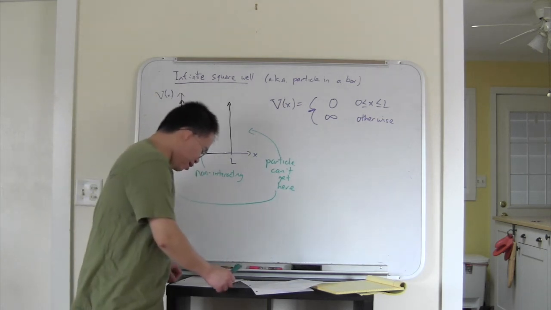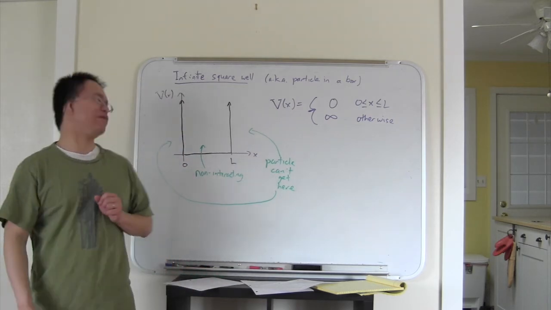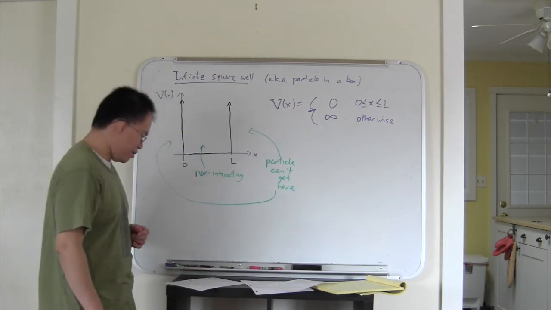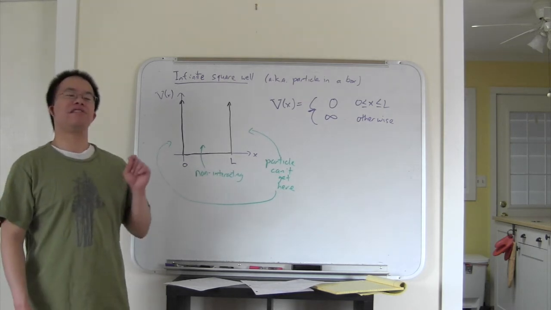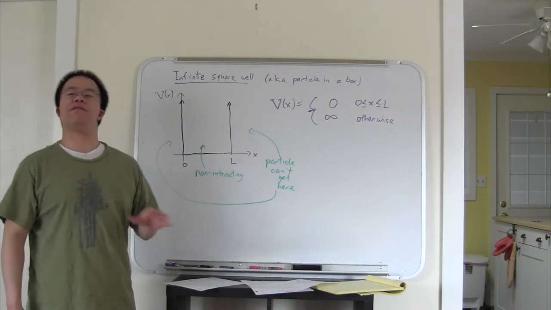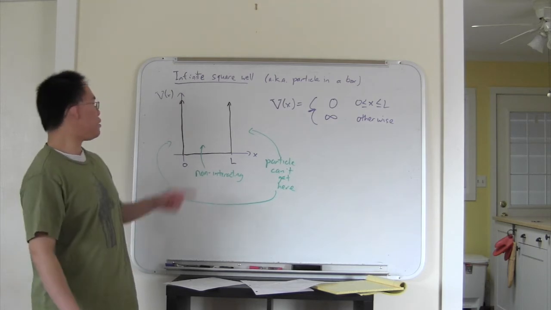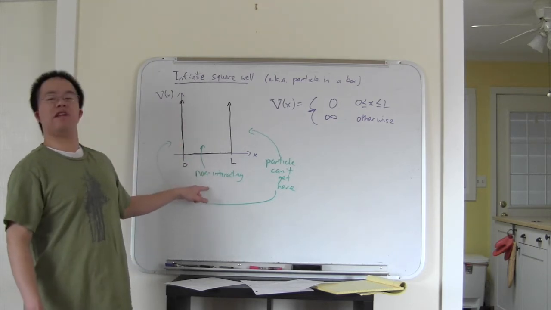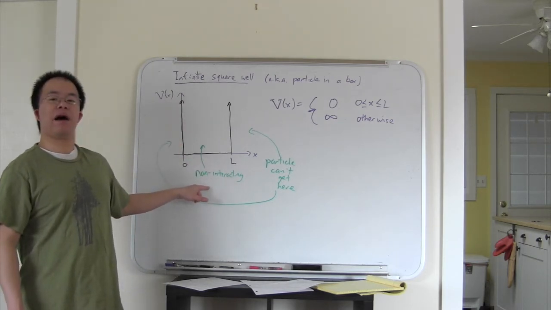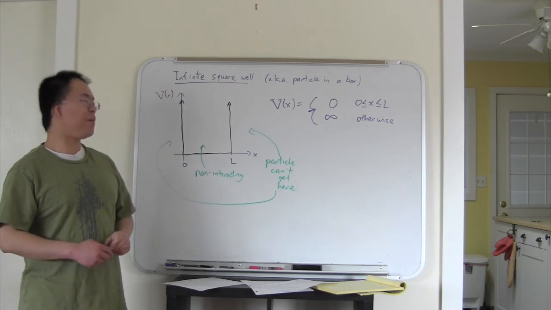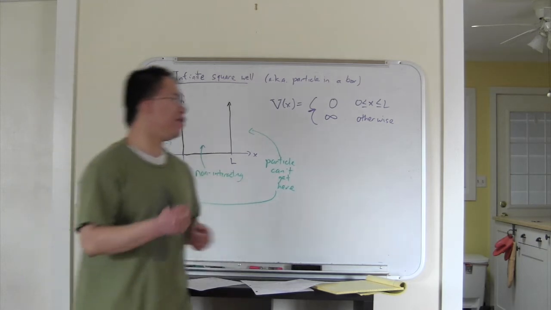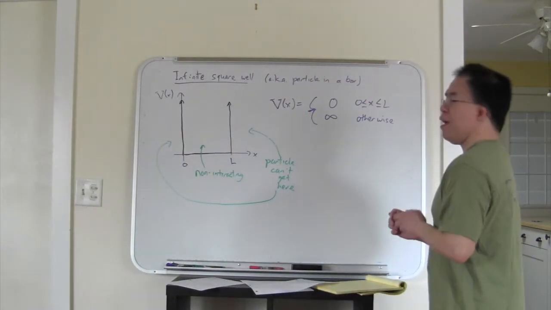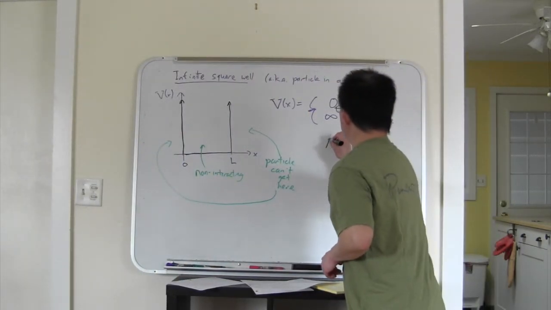Now this looks like a rather artificial potential energy, and in fact it is a little artificial, but it's not completely devoid of physical context. We're looking at a one-dimensional version of this for mathematical simplicity, but there are some real-world applications of this potential energy. So, applications.